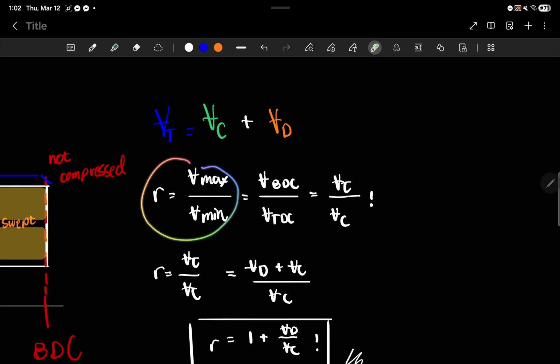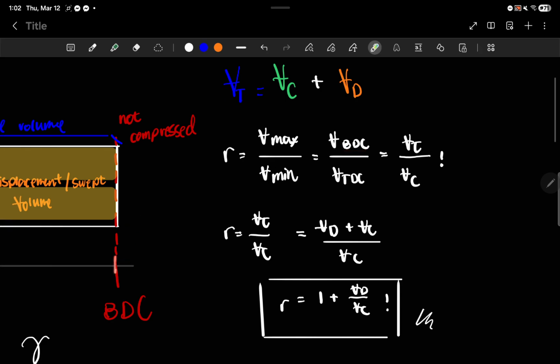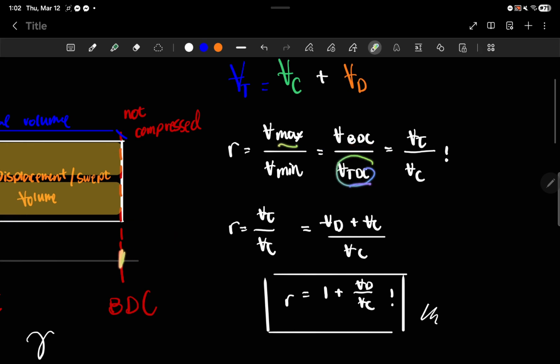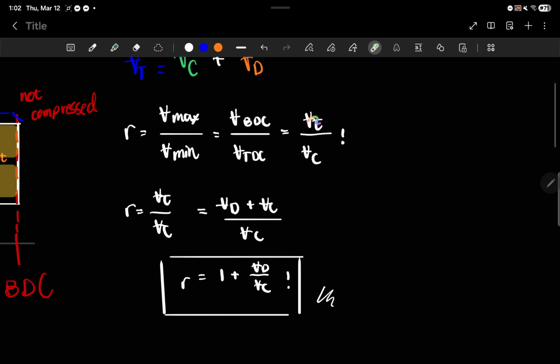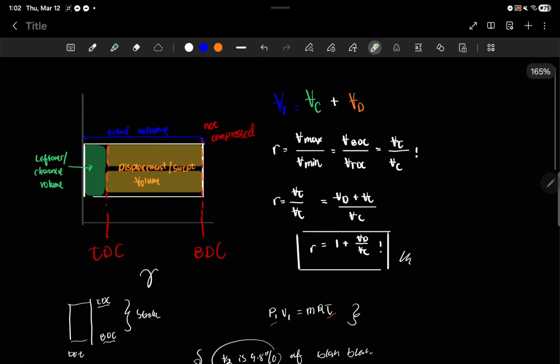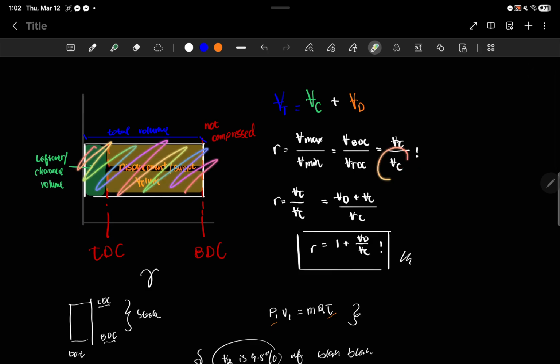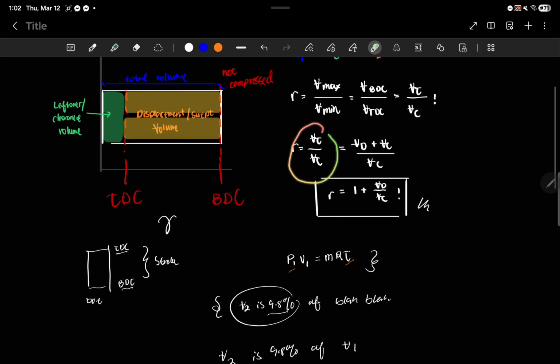And let's go back to the idea of what compression ratio is. It's the max volume over the minimum volume that you have. In our case, it's the bottom dead center, the biggest volume, max, and the smallest volume, which is our top dead center. And that will be denoted as your total volume, since it's this entire thing, over your VC, which is your leftover volume. We are left with this equation. It equals R, and we can expand VT as VD plus VC. After that, combining these two, we get 1 plus VD over VC.